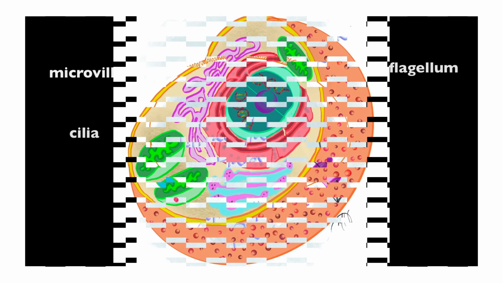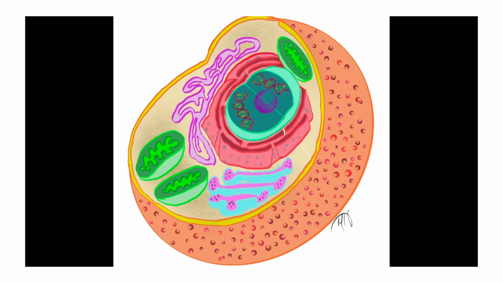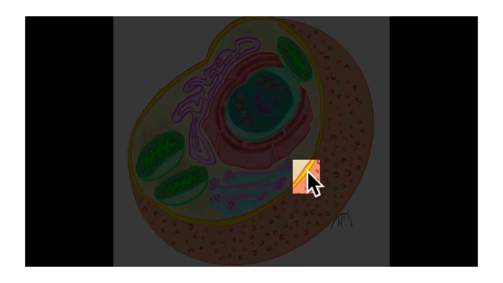Let's take a look at the cell. This is a very basic depiction of a cell. The outermost part here is the plasma membrane. So the plasma membrane is a phospholipid bilayer, and the term bi is suggesting two layers. And we can see an inner layer right here and an outer layer right here, separated by the yellow right here.